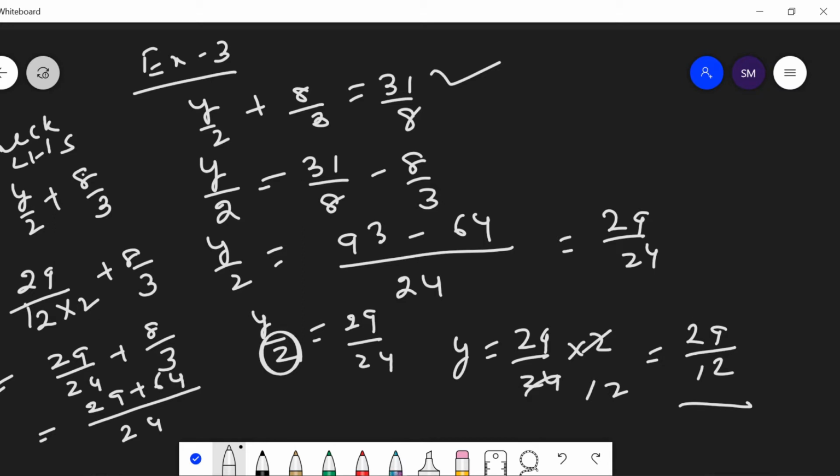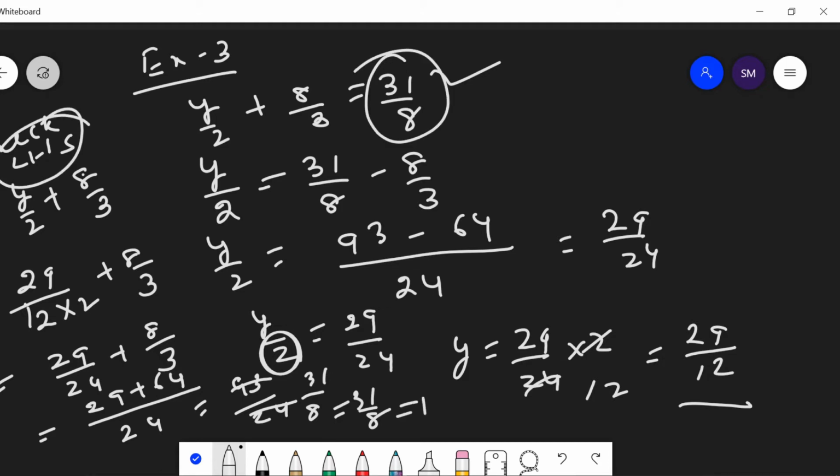Then when we add this we get 93 upon 24. Then divide it by 3. This is 8 and this is 31. We finally get 31 upon 8. 31 upon 8 is the RHS. Here we take the LHS and we get the RHS. This means the answer is checked. LHS is equal to RHS.